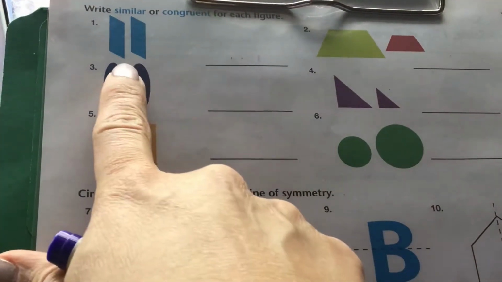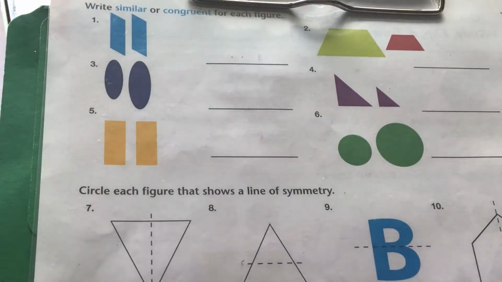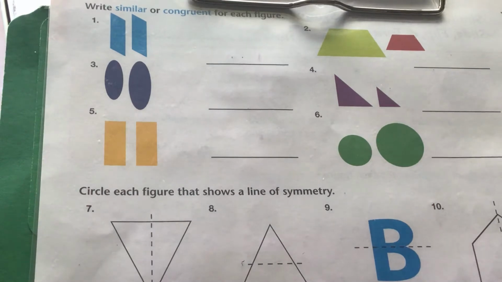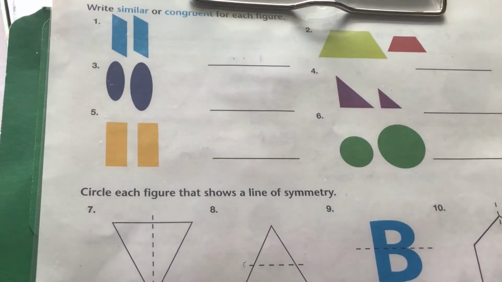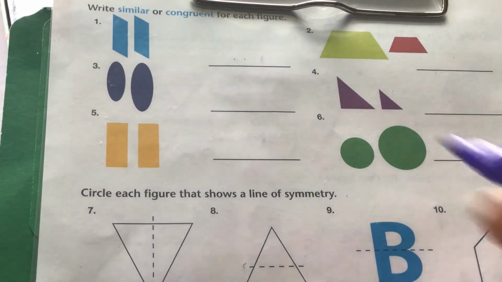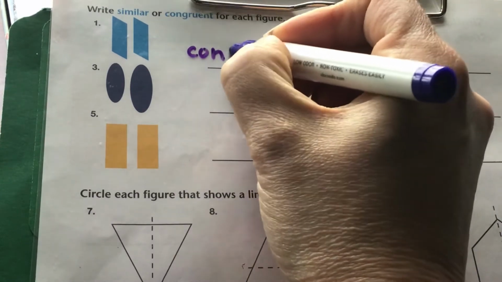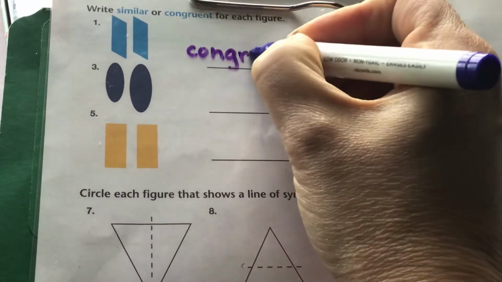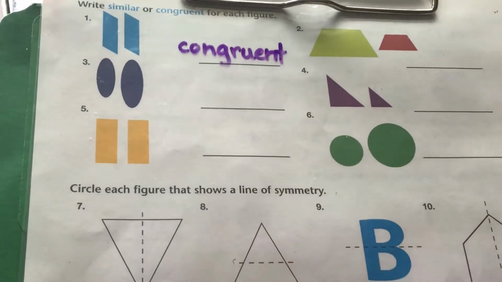So looking at number 1, we have two quadrilaterals. They look like parallelograms. And are they exactly the same shape? Yes. And are they the same size? These two are actually the same size and the same shape. So for number 1, you should have written congruent. We'll progress and go a little quicker as we go.